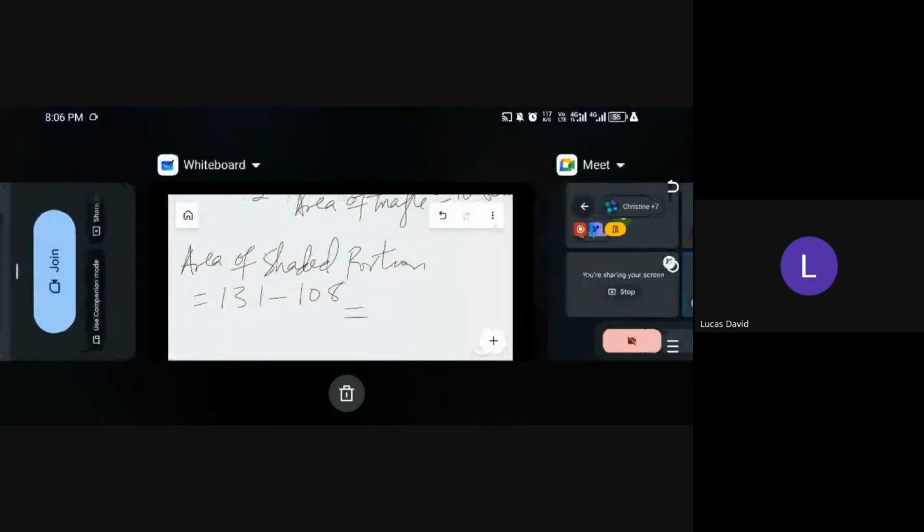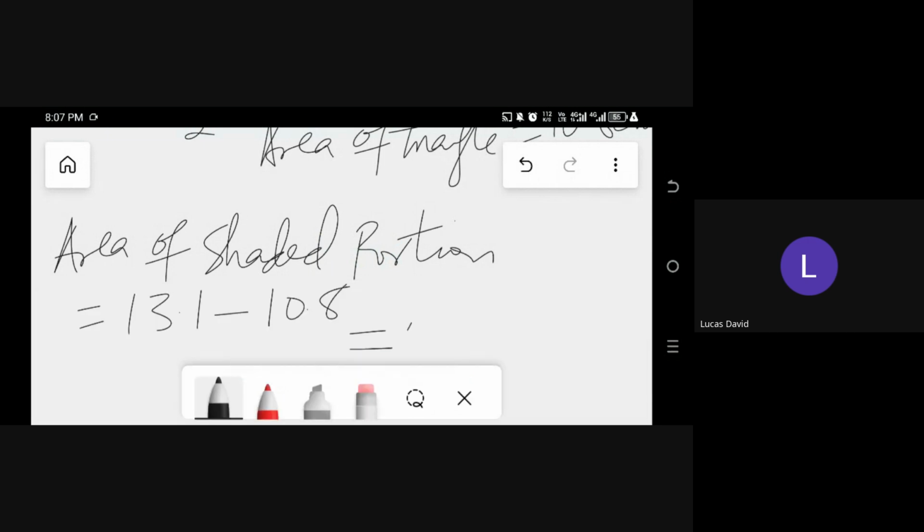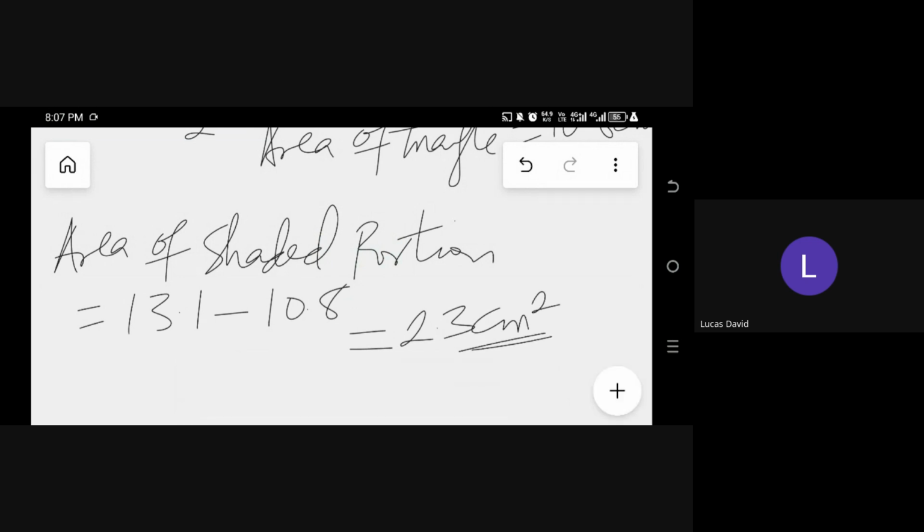2.3. The area of the shaded portion is 2.3 centimeters squared. This is it. The area of the shaded portion is 2.3 centimeters squared.